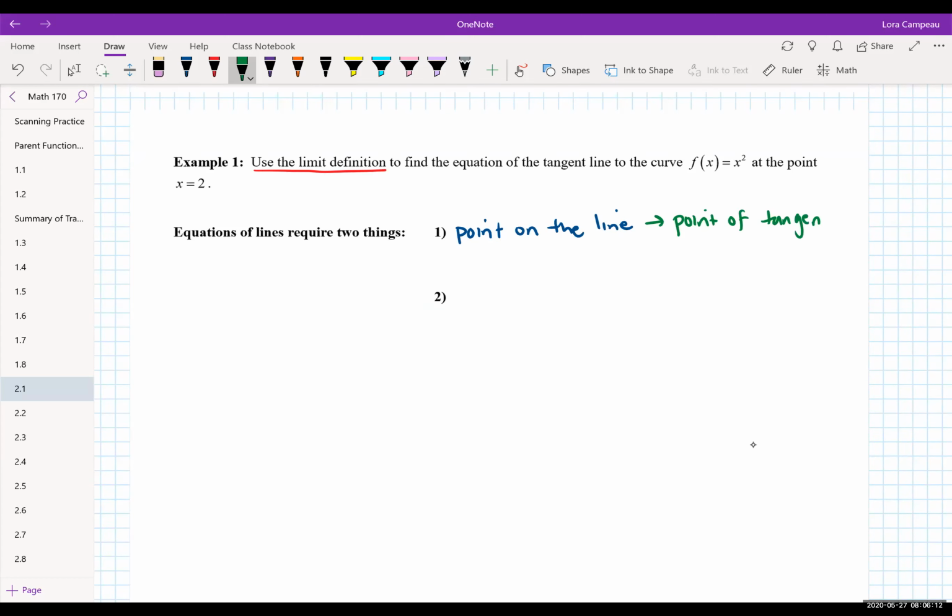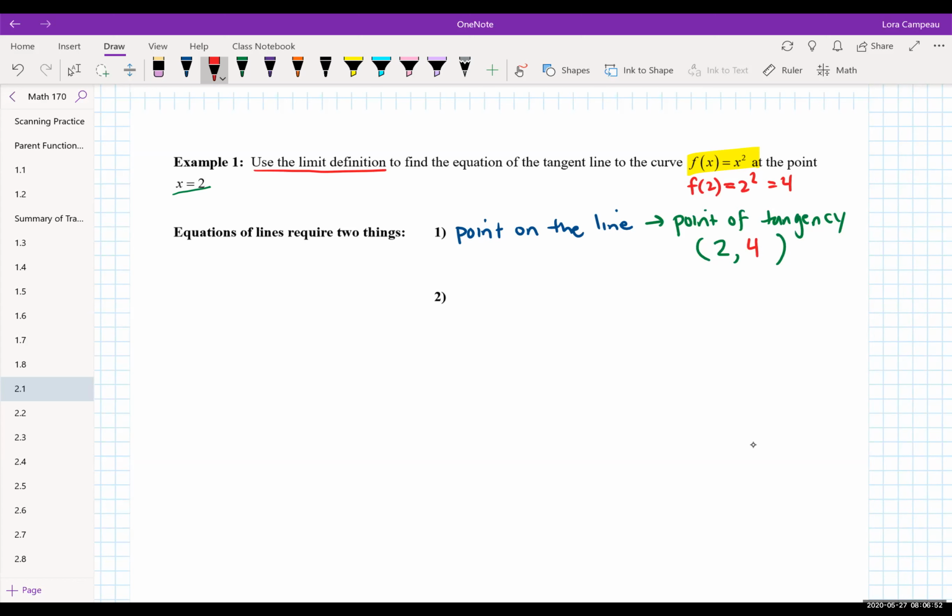Now, they didn't specifically tell us the coordinates of that point, but they did give us the x value of that point. So we have x equals 2. Even though they didn't give us the particular y value, we're supposed to infer it from the function we have. Remember, it's f of x equals x squared. So if we find f of 2, that's going to give us 2 squared, which gives us 4. So that's our point of tangency.